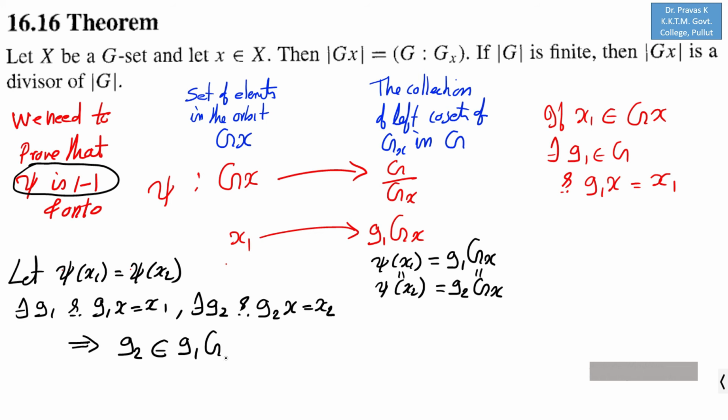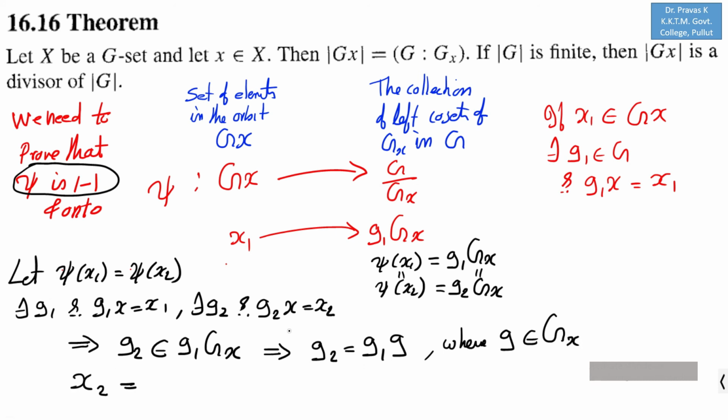So which means that g2 is an element of the coset g1 G_x. Now this implies that g2 can be represented as g1 g, where g is an element in the group G_x. Now if you start with x2, you need to prove that x2 equals x1.